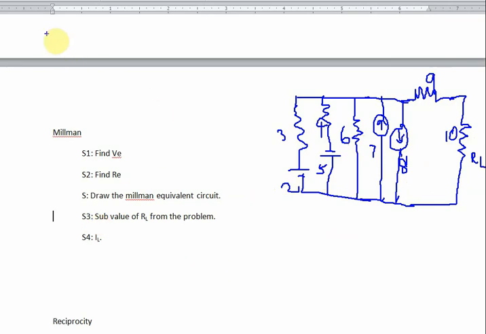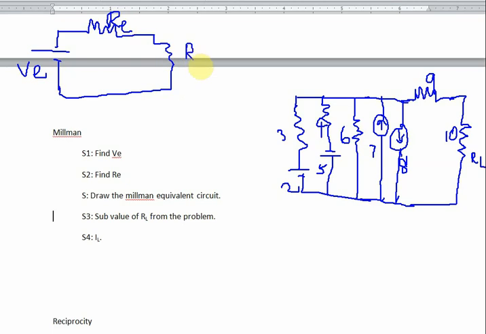So what is your equivalent circuit? My equivalent circuit is a source VE, then connected RE, then the load resistance. Write it as VE, RE and RL. RL is given, you can directly write RL as 10. Then find out the VE value and the RE value.